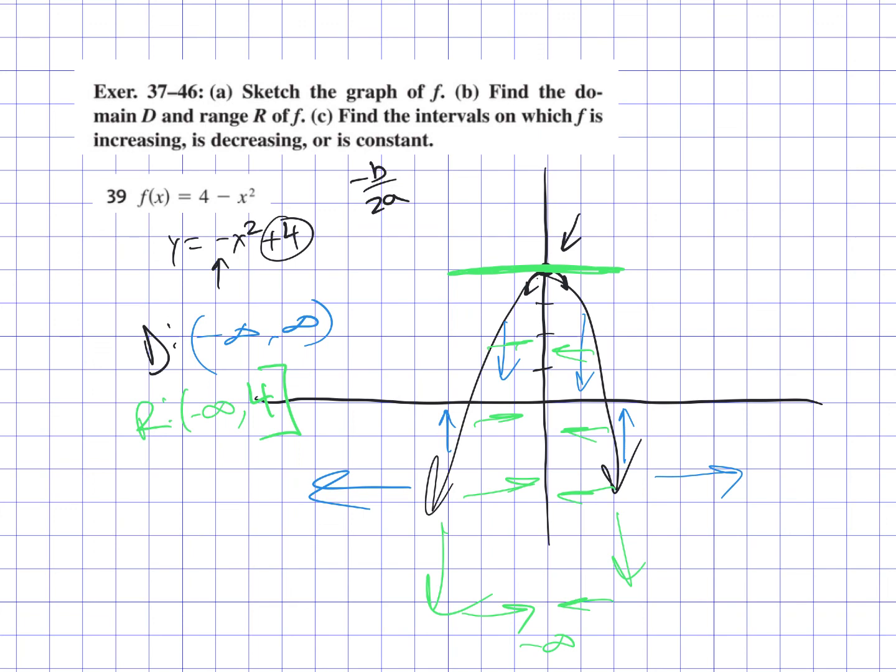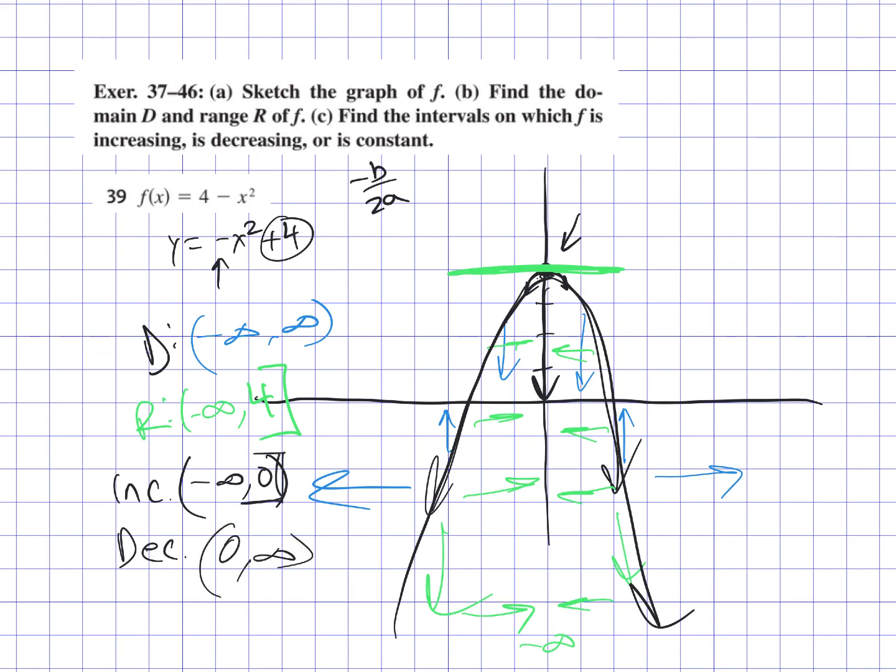Now, the intervals of increasing and decreasing. So it increases from negative infinity all the way up to 0. Remember, you want the x values. Don't say it increases all the way to 4. Increasing and decreasing, domain and range, is all about the x values. The range is about the y values. Everything else is the x values. So it's increasing from negative infinity to 0. It is decreasing from the x value 0 to positive infinity.